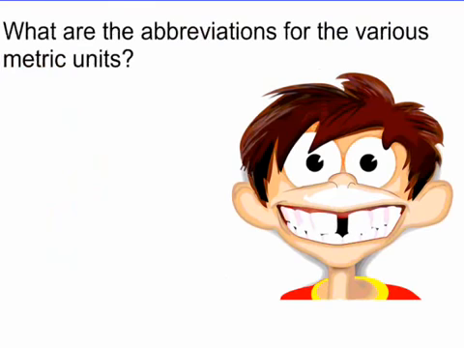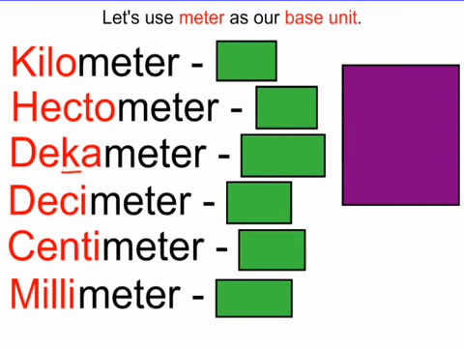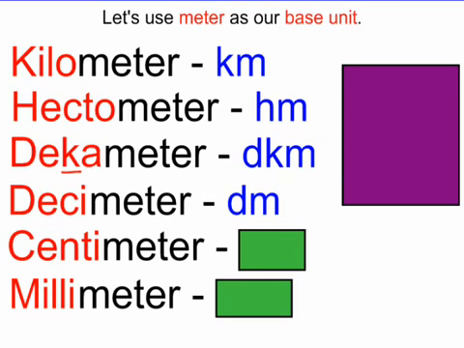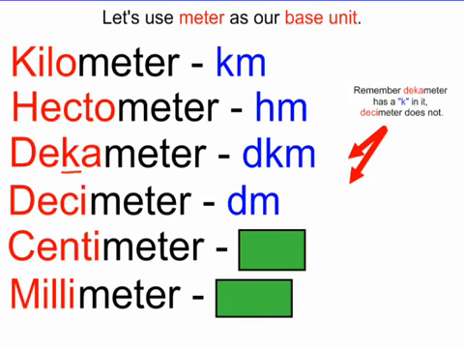Okay, let's talk about abbreviations really quickly in the metric system. It's pretty easy. If you wanted to write the abbreviation for kilometer, it'd be K for kilo and M for meter. Hectometer would be H for hecto and M for meter. Now these two are tricky because they both start with D. Just remember that decameter has a K in it, and also the abbreviation for decameter has a K in it. You'll notice that decimeter has no K. So that's how you can tell the difference between deca and deci.